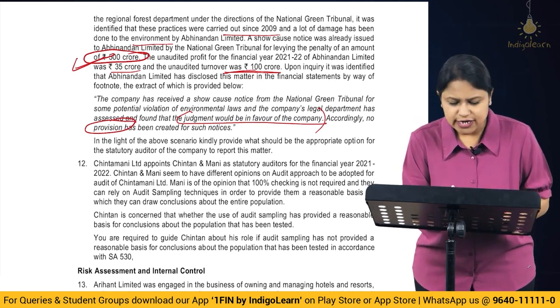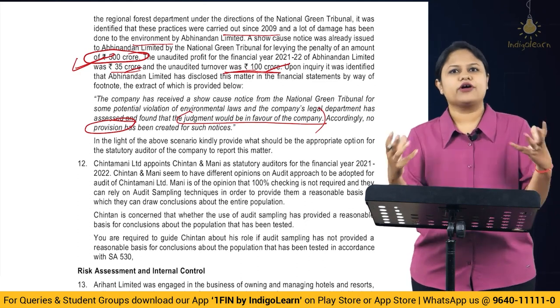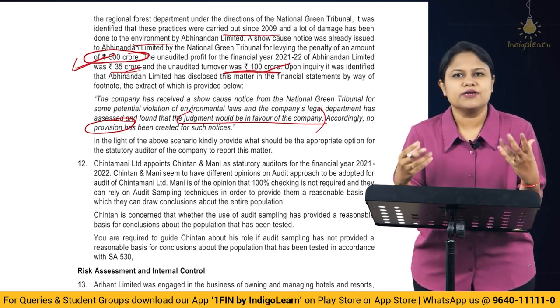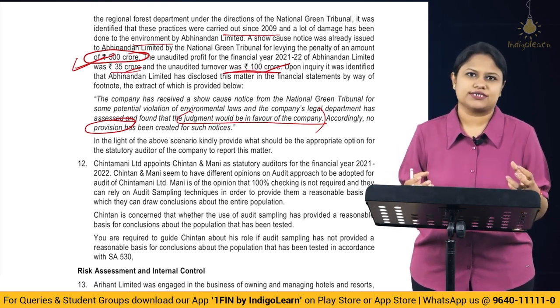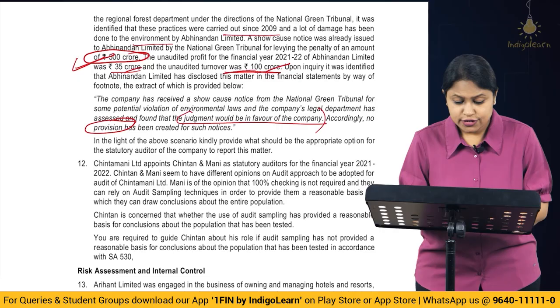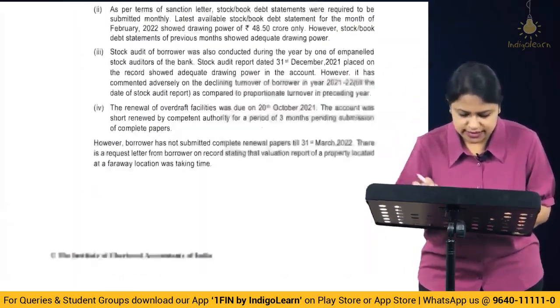Correct? And this figure of 35 and 100 crore is telling you that the amount of penalty is way beyond the company's possibility of payment. So this could definitely impact the going concern of the organization. Correct? So all of these are given. So let us have a quick glance at how the answer has been given to you in the suggested answers.